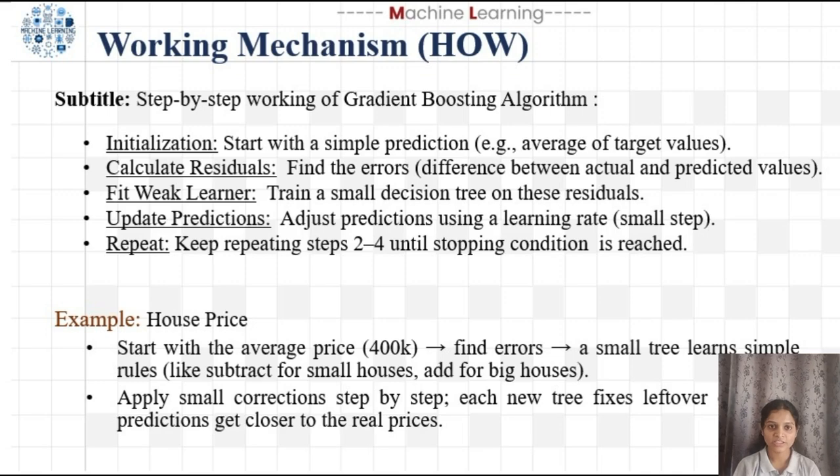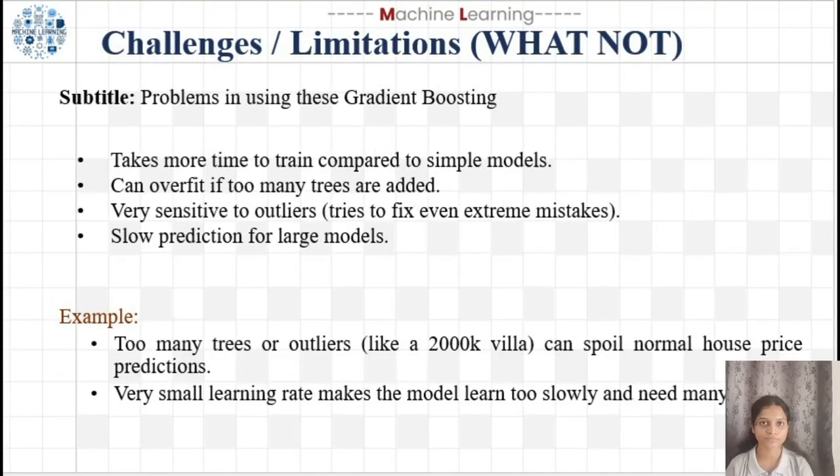The model updates the predictions a little bit using the learning rate. So the small house price becomes closer to 3 lakhs. This process is repeated many times. Each new tree keeps fixing the leftover errors of the earlier trees. Finally, after many small corrections, the predictions become very close to the real house price.